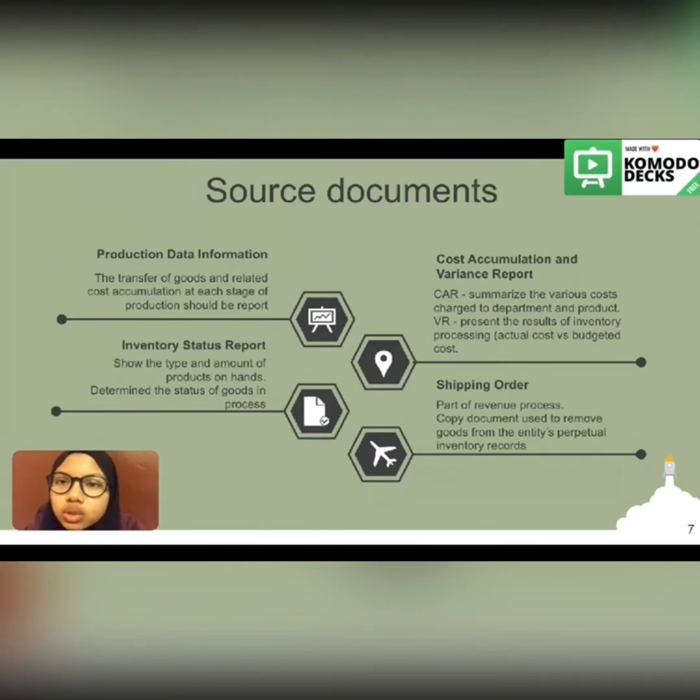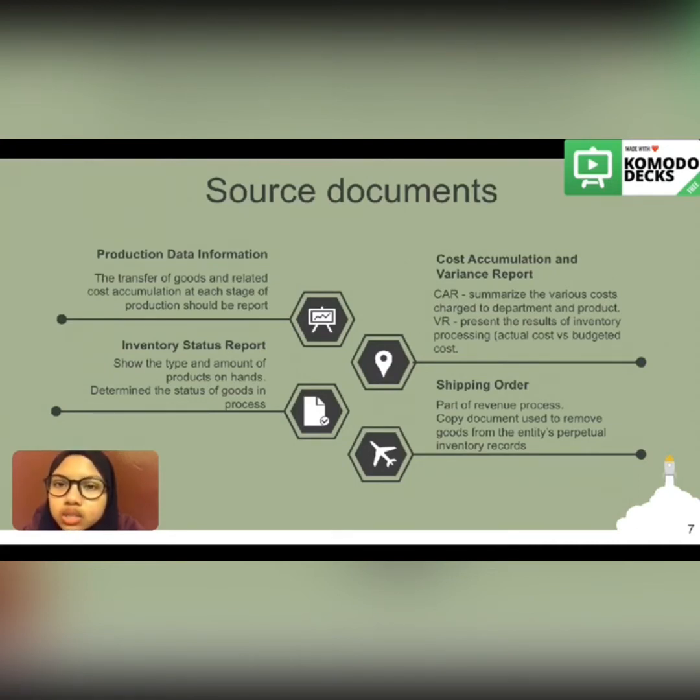The next document is cost accumulation and variance report. The cost accumulation report summarizes the various costs charged to department and product. The variance report presents the result of inventory processing between actual cost versus budgeted cost. And the next is inventory status report. This document shows the type and amount of product on hand and also determines the status of goods in process.